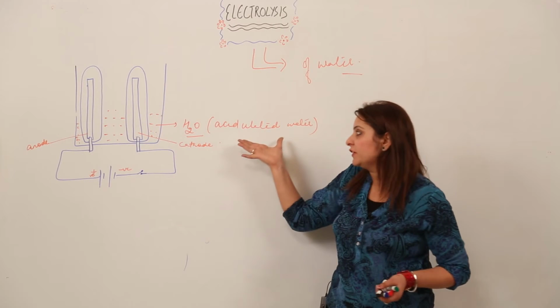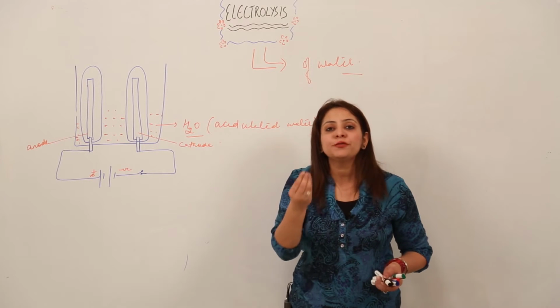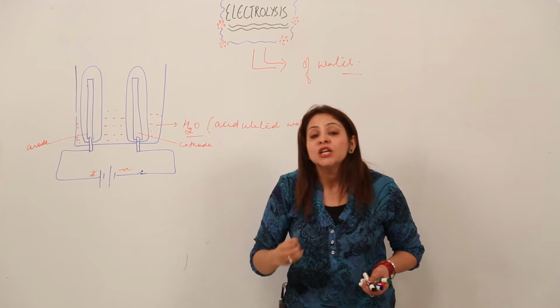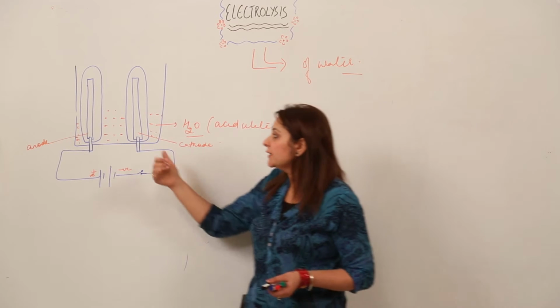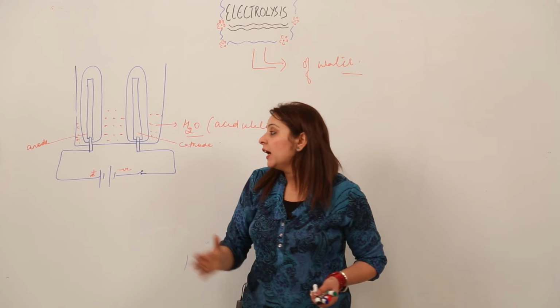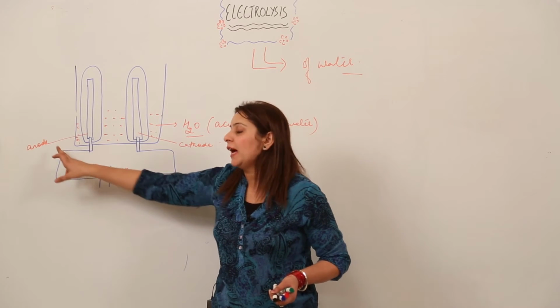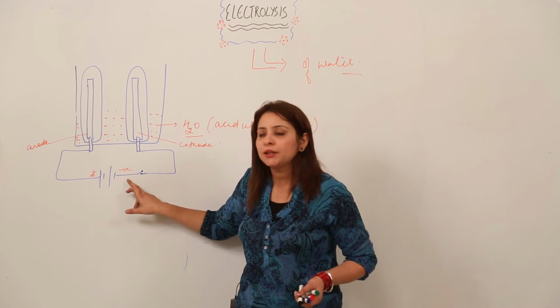So this is what I have done. I have taken acidulated water. That means the water which has a few drops of acid in it, so that it can become a good conductor of electricity. As you can see, we have taken electrodes. Again, the electrodes are made of graphite; the one attached to the positive terminal acts as anode, and the one attached to the negative terminal acts as cathode, right?